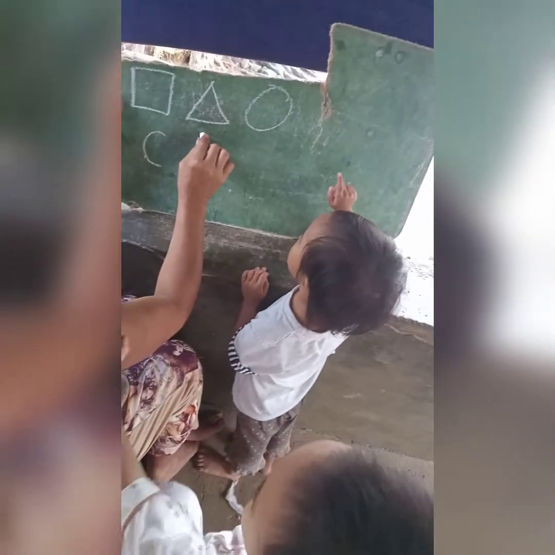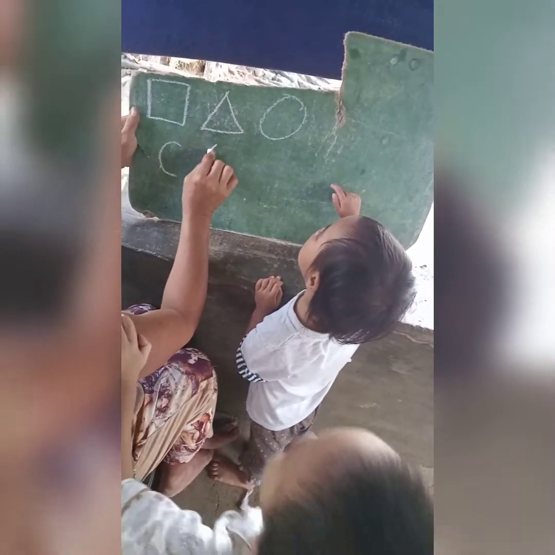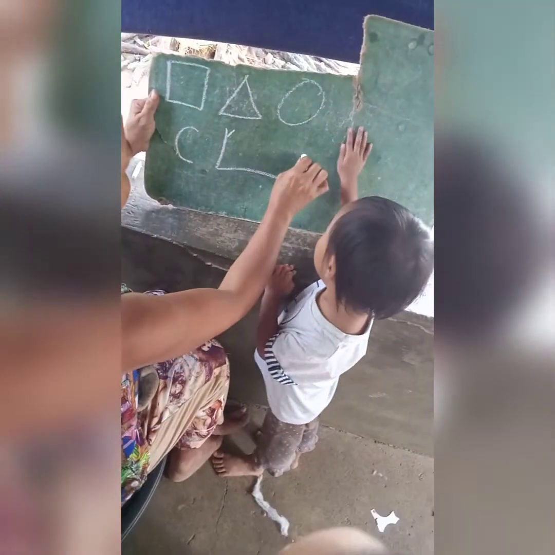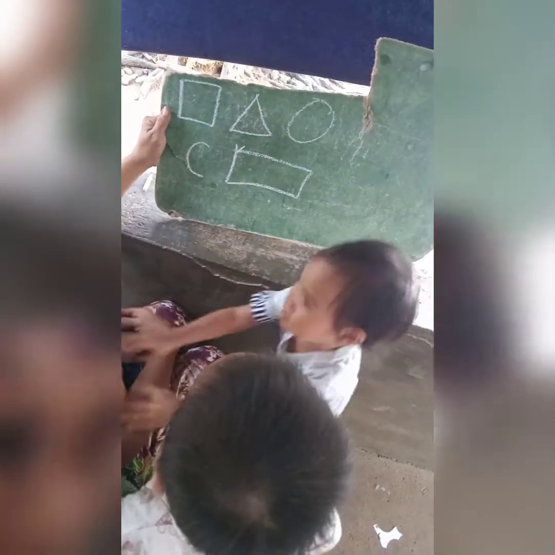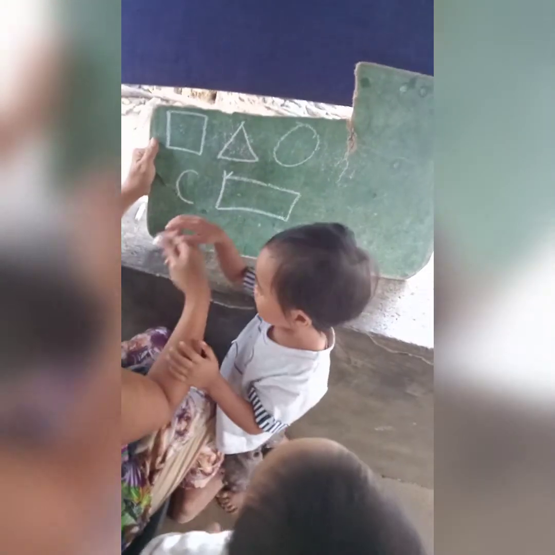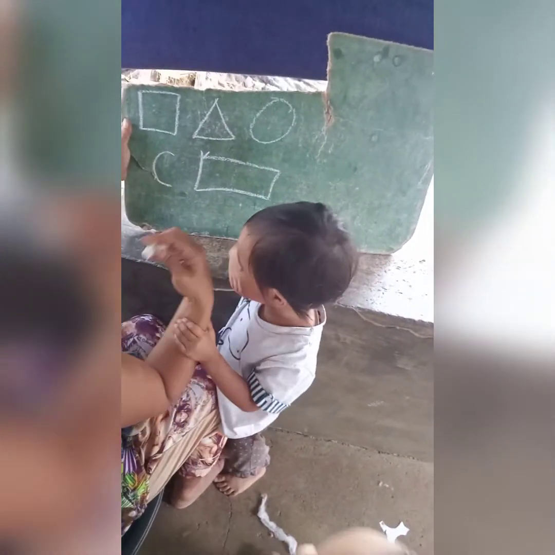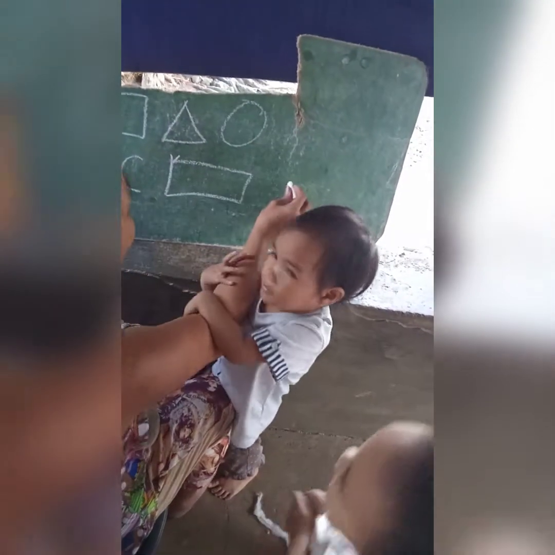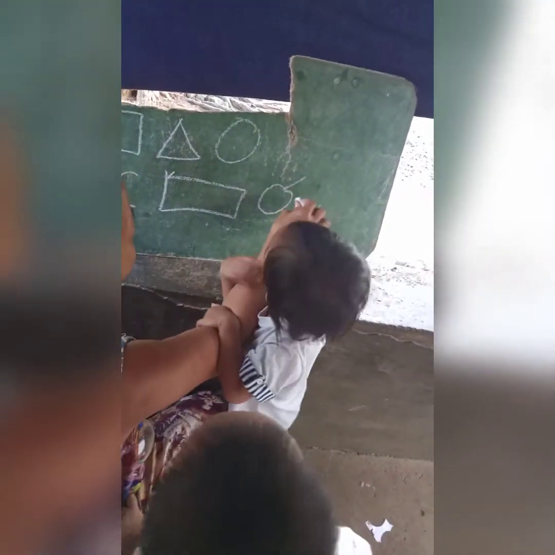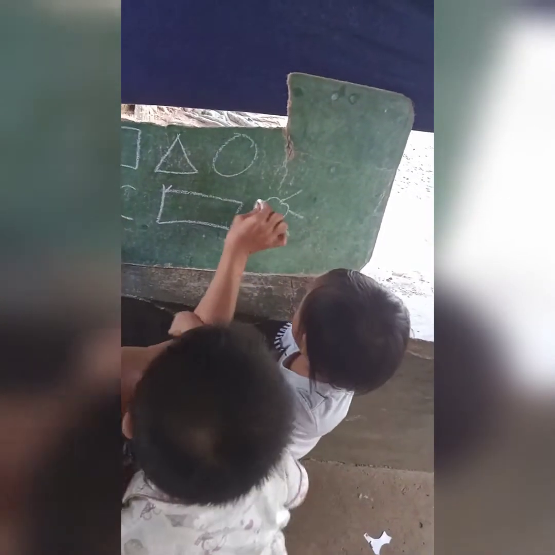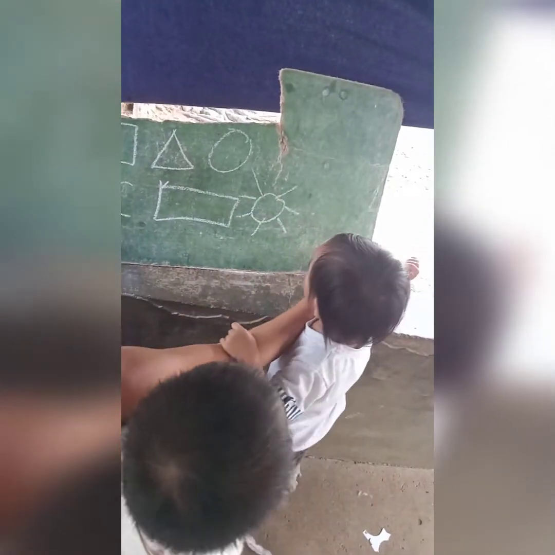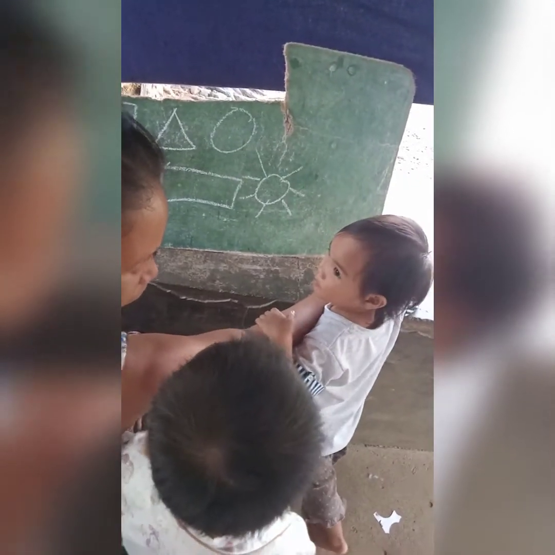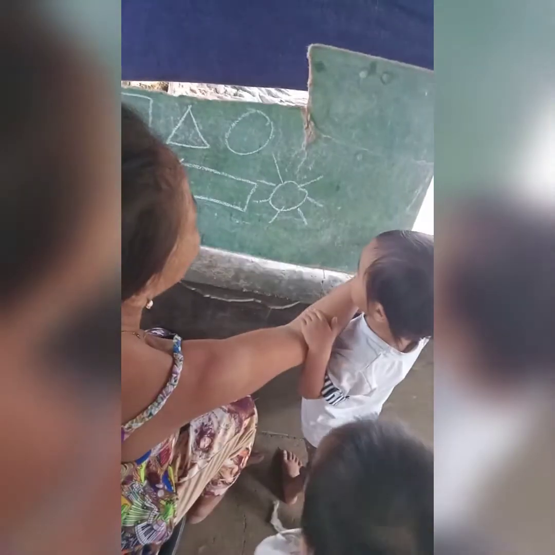What about... what is that? What about this? Triangle. No, it's not a triangle. Very good. A snake. How about this? What? Sun. Sun, very good.